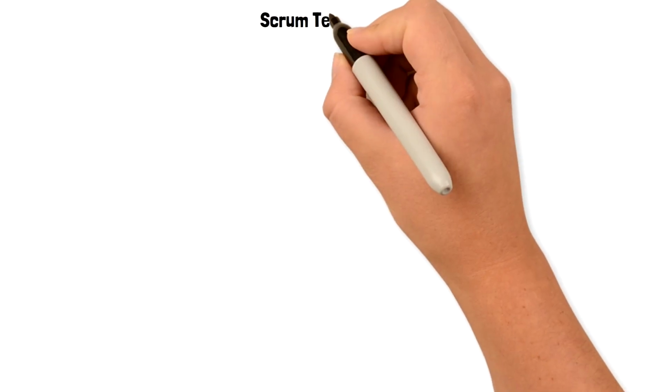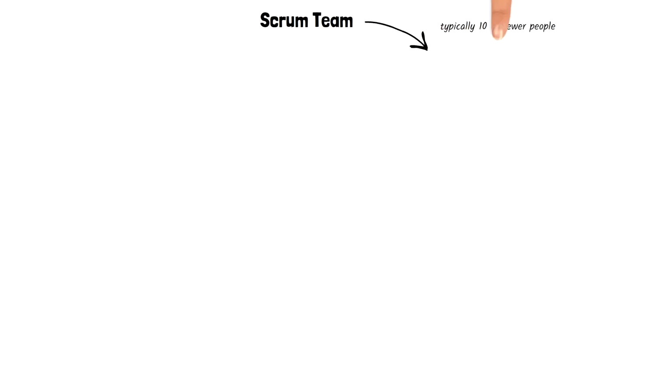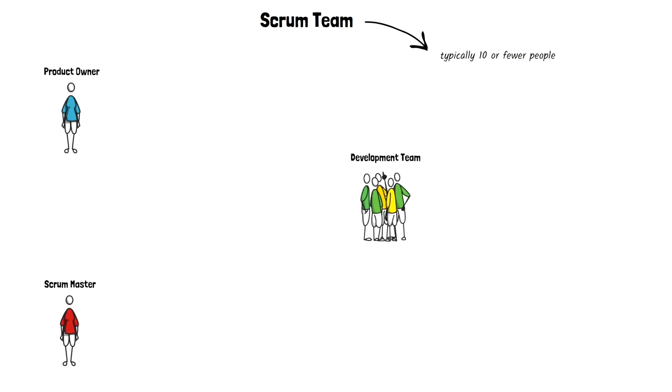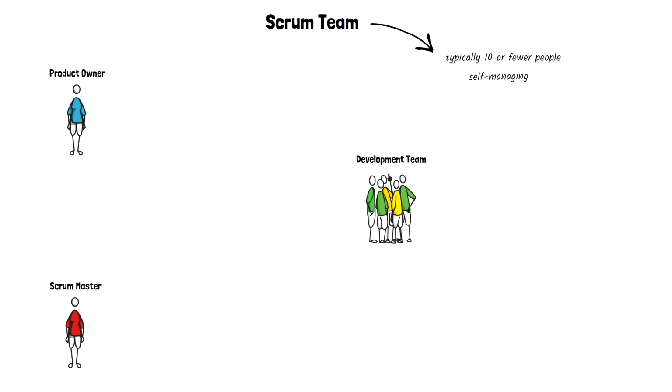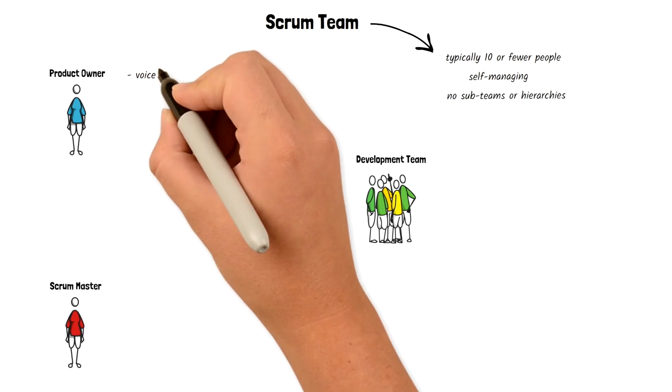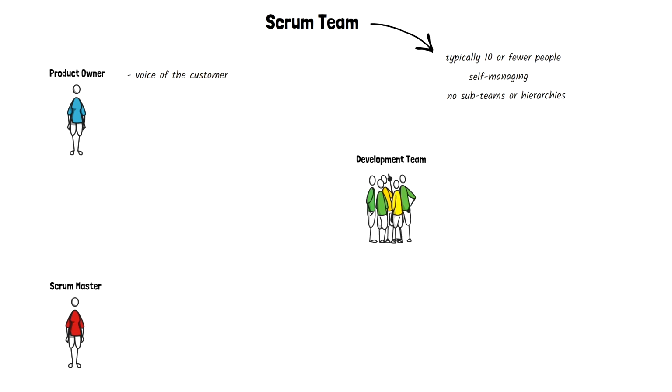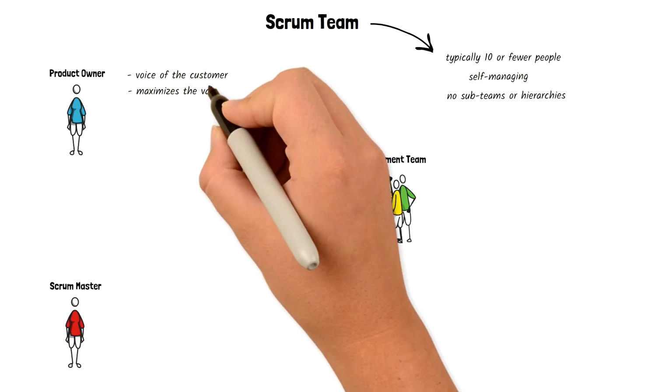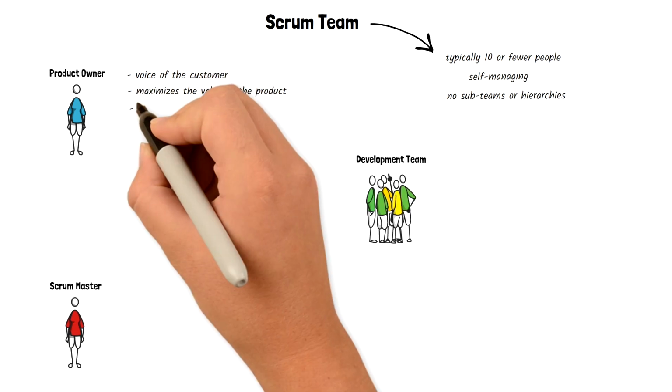The Scrum team is composed of a small team of people. Within that team, we have a product owner, a Scrum Master, and a development team. The team is self-managing with no sub-teams or hierarchies. The product owner is one team member that represents the voice of the customer. The product owner is responsible for maximizing the value of the product.